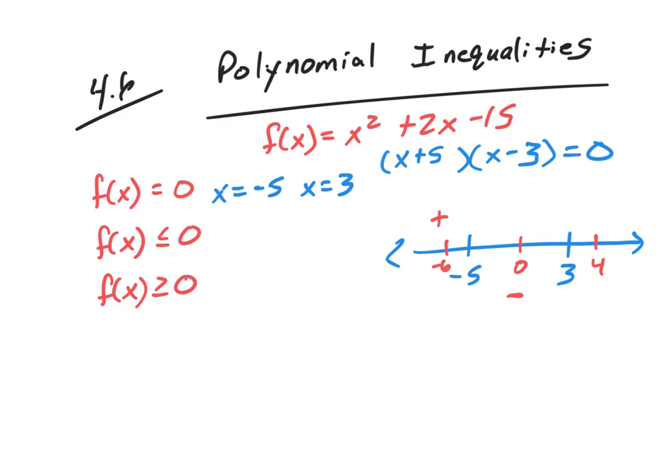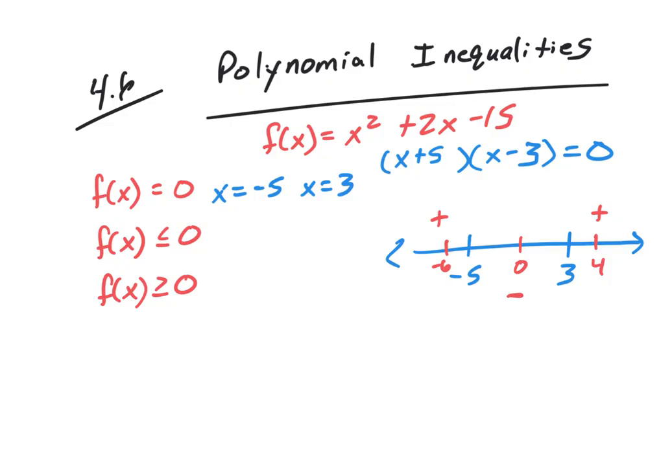And then if I pick a number to the right of 3, any number you want, we chose 4. 4 squared would be 16. 2 times 4 is 8. 16 plus 8 is 24. 24 minus 15 is 9 again. 9 is greater than or equal to 0, so that is positive. So it's positive to the left of negative 5, it's negative in between negative 5 and 3, and it's positive to the right of 3.